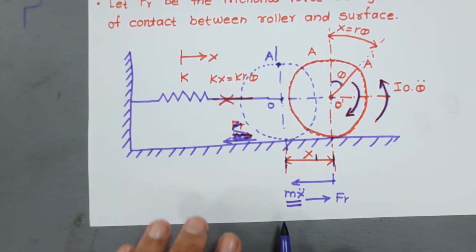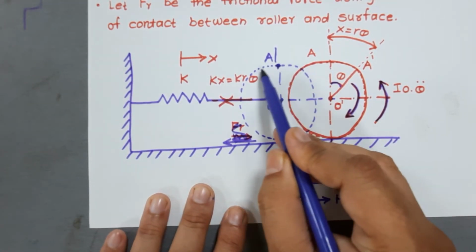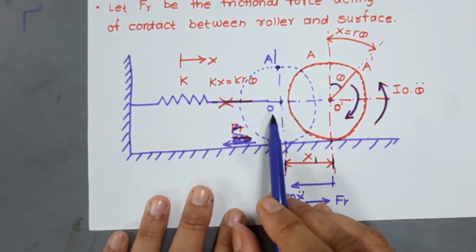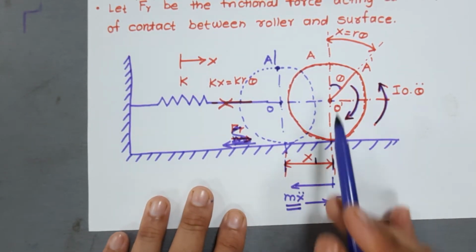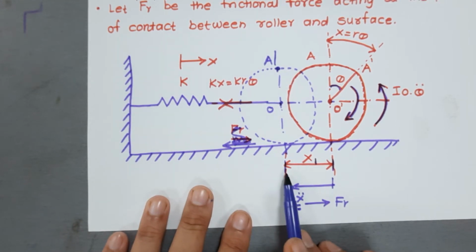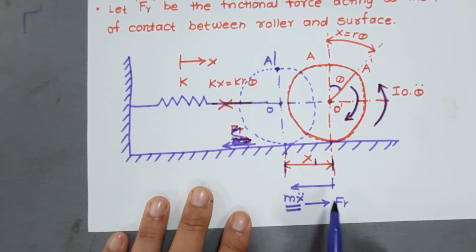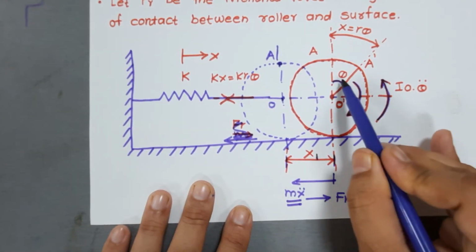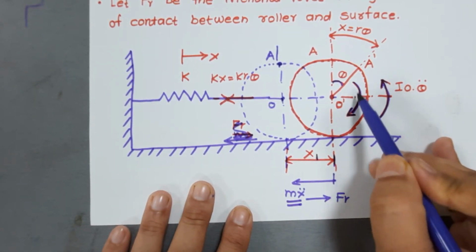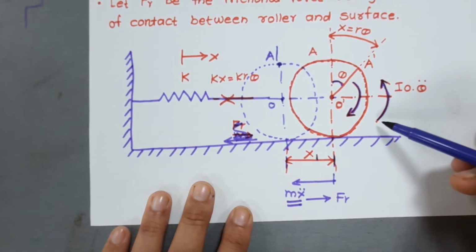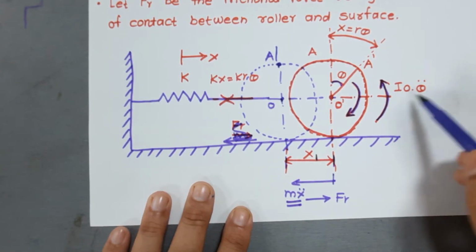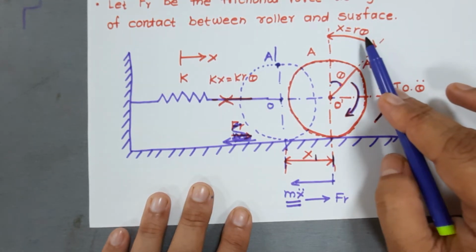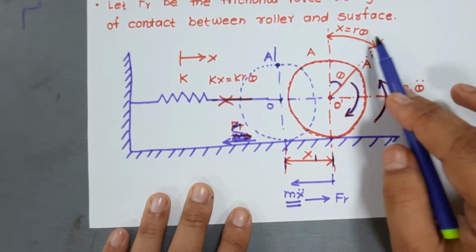Dear friends, again observe this diagram. The initial position of the roller is shown here dotted with center O. Now the new displaced position of the roller is given by O dash. That means the roller is displaced by an amount of x1 in right hand direction. Hence the inertia force is in left hand direction, that is mx double dot. The roller having angular displacement theta is rotating in clockwise direction. Hence the inertia torque acting on this roller is in anti-clockwise direction, I0 theta double dot. Here the linear displacement is given in the form of angular displacement, that is x equal to r theta.